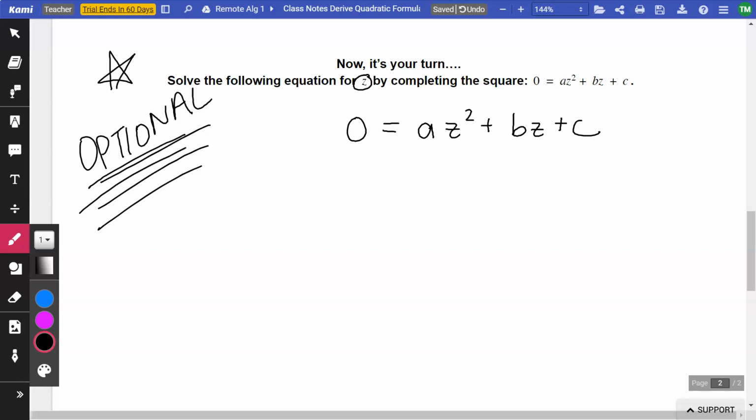But it's totally optional, so I won't grade whether or not it's in your notes. But I would love to see it in your notes. Surprise me. Just try. See how far you can get.